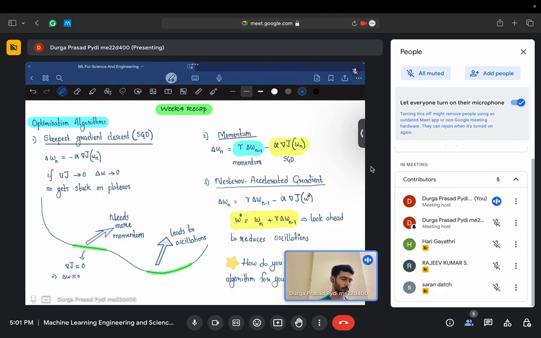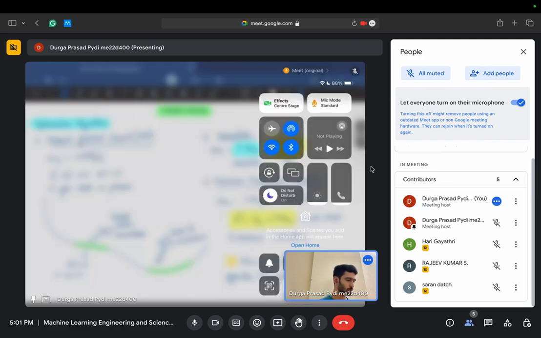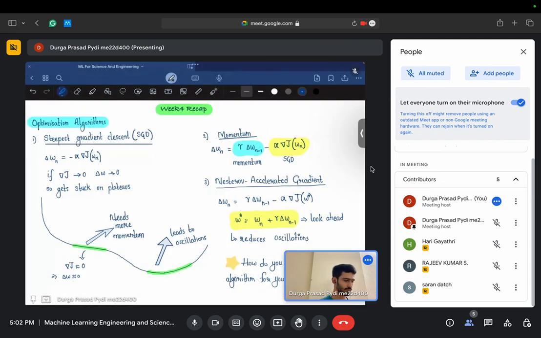Okay, so last week we discussed optimization algorithms. When we were discussing these optimization algorithms, I showed you one code, and then we came to a conclusion that depending on your problem, you do not know which optimization algorithm to use beforehand itself. So it changes from problem to problem.